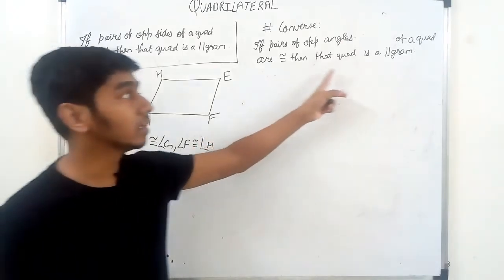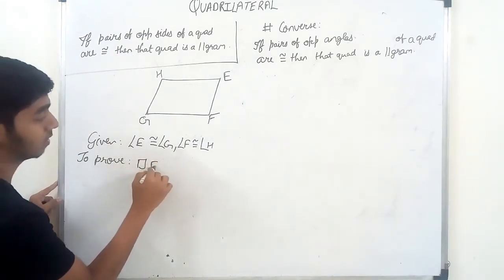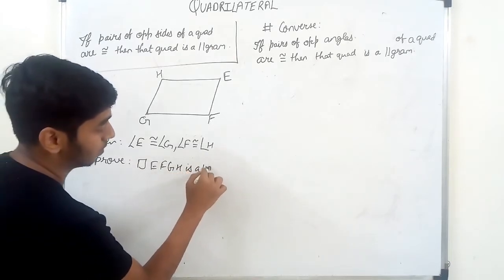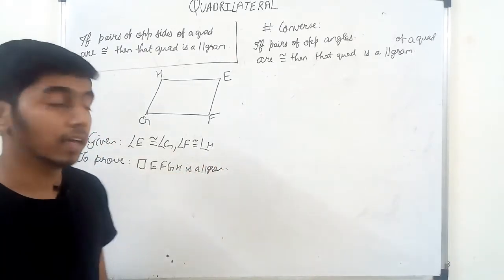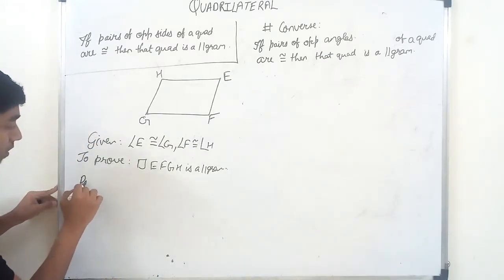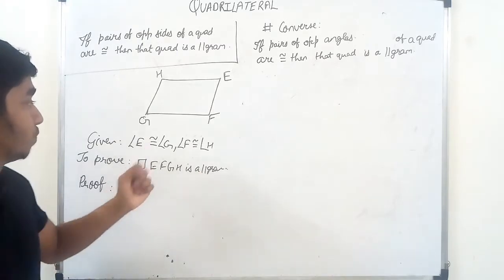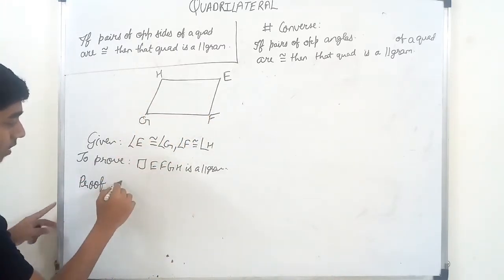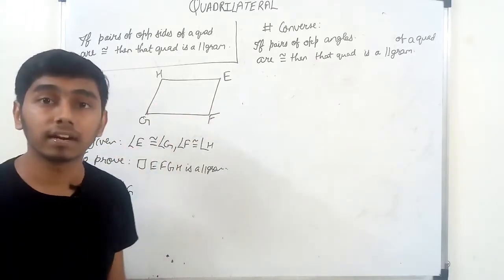To prove that this quadrilateral EFGH is a parallelogram, this is what we need to prove. Correct? So let's start with the proof. Now this E and F, let's say, so this is forming a quadrilateral.